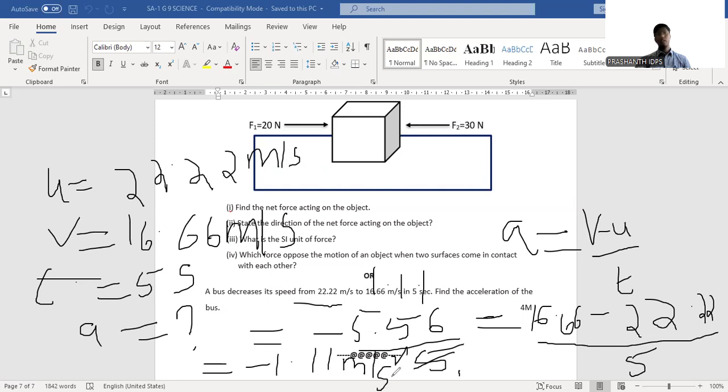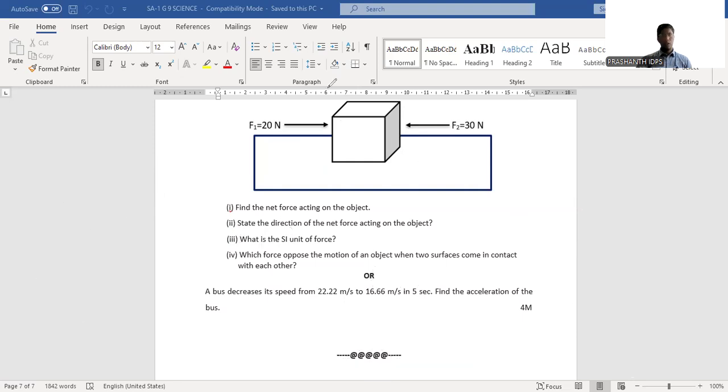Okay, so this will be the answer for the last one. So this is all about today's exam. I hope you have written well.